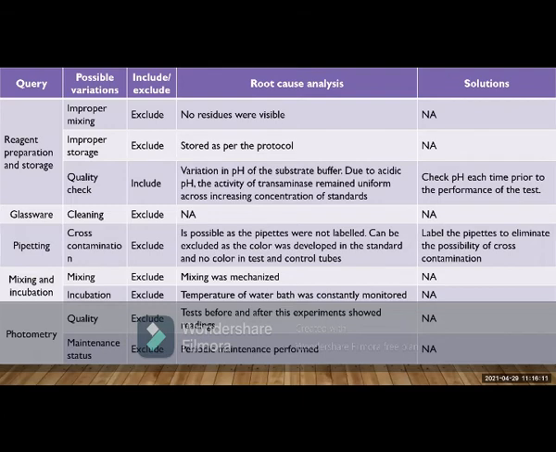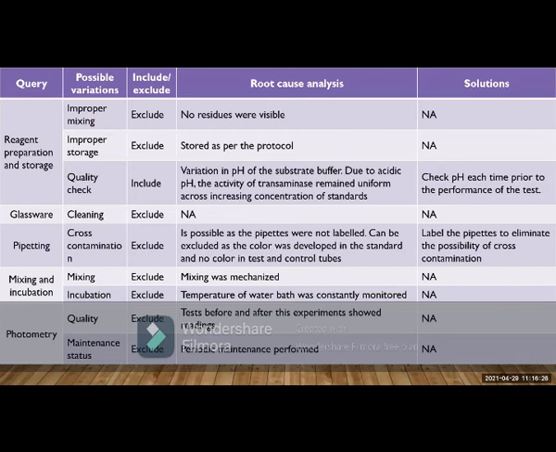Okay, so based on what we have discussed earlier, we have reagent preparation and storage as our first factor, first query. The possible variations that can happen are improper mixing, improper storage, and quality check.